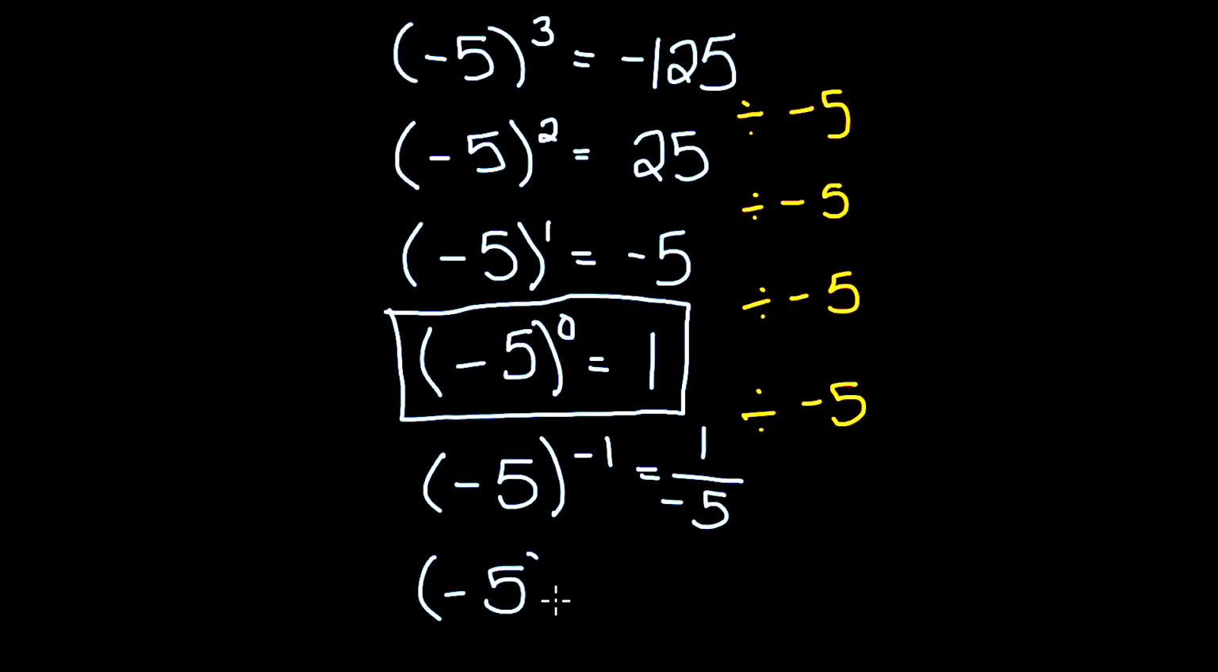And let's just do one more. Negative 5 to the negative second power. Again, we're dividing by negative 5. And 1 over negative 5 divided by negative 5. Keep the 1 at the top. Negative 5 and negative 5 make positive 25. So this process really wasn't that different. The only difference is that each time we were dividing by the base, which is negative 5.